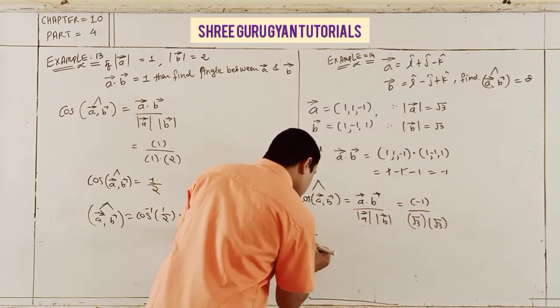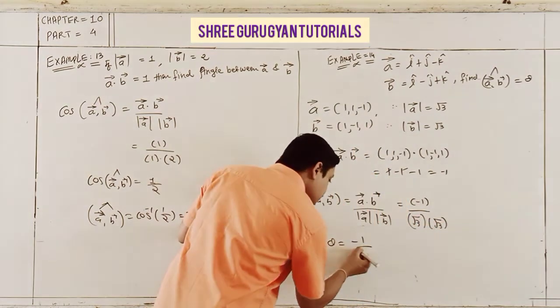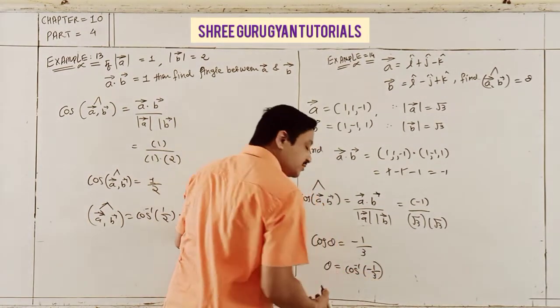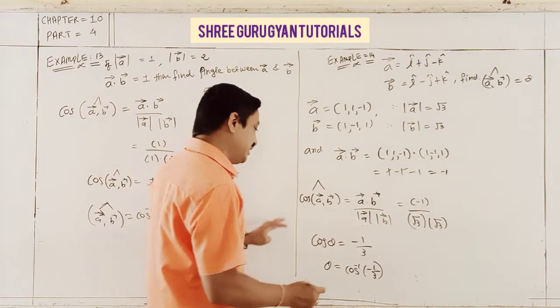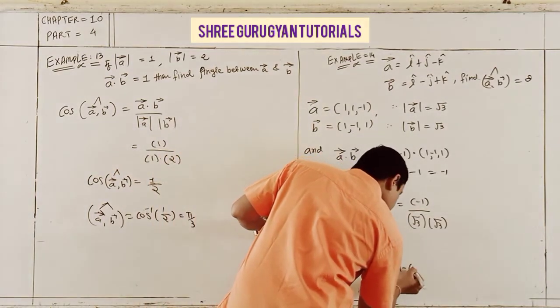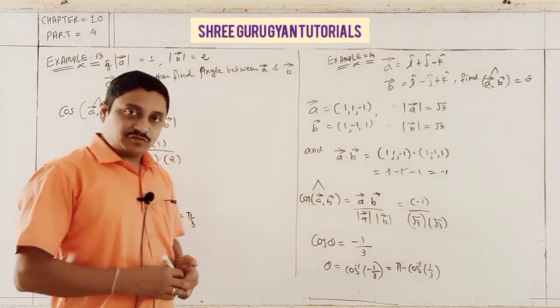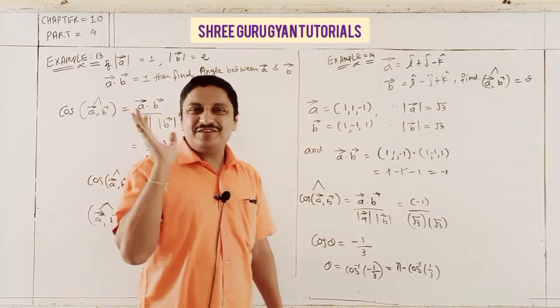So what is the cos theta? Theta becomes cos inverse minus 1 by 3. Either you can write down pi minus cos inverse 1 by 3. Here students, very easily we are going.